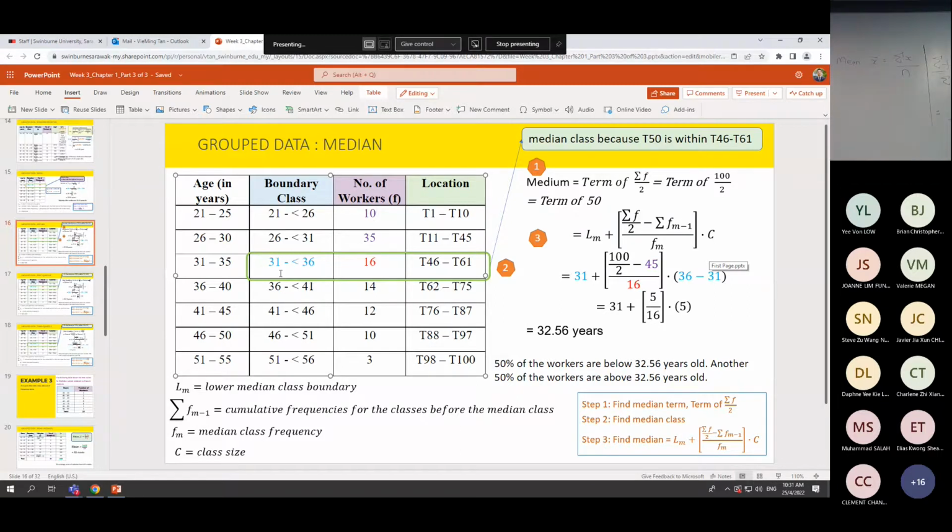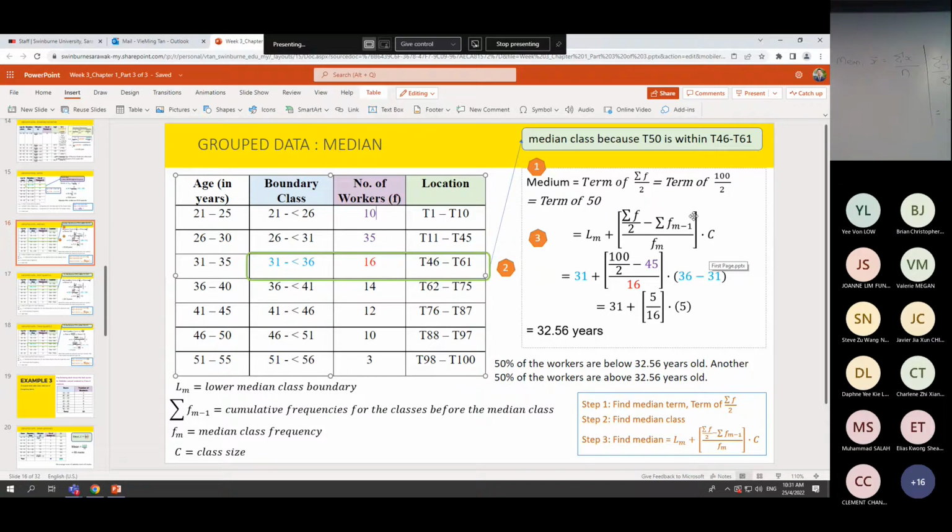This one, lower boundary. So substitute 31 to here. Okay. How about this part? Total F divided by 2. Total F divided by 2, in fact, you already have the answer. Total F is 100. You have to total out all these values for the F. You'll get 100. 2 is the constant number because of median. Median is divided by 2. 1 over 2 is median. So you'll get here 100 divided by 2.